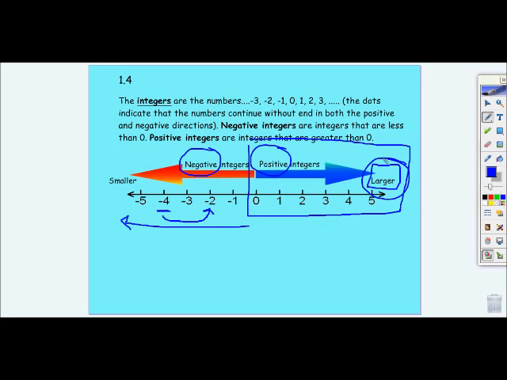Another way to put things in perspective, since you're all from the Midwest, at least now you are, you can think of below zero. When the temperatures drop below zero, if it's a negative 2 below zero, it's darn cold. But if it gets down to negative 4, it's colder. It's a smaller value of the temperature. Okay, it's going down the thermometer.